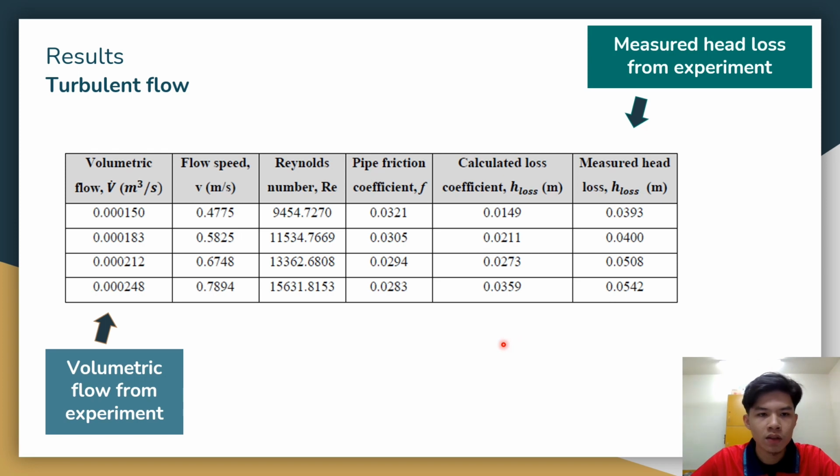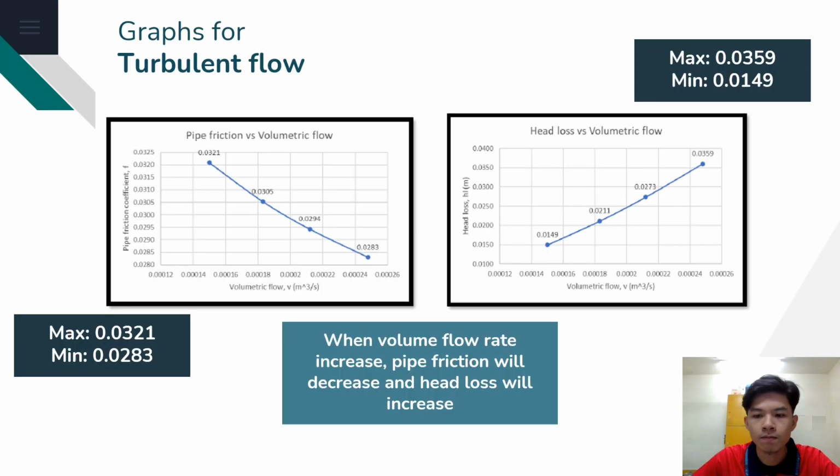For the next one is the result. First we go for the turbulent flow. As we can see, this is the data that we calculate, from the volumetric flow from the experiment, and also we measure the head loss from the experiment in order to calculate the flow speed, the Reynolds number, pipe friction coefficient, and calculated losses coefficient. And this is the graph that we gain from our data, which is the pipe friction versus volumetric flow and the head loss versus volumetric flow.